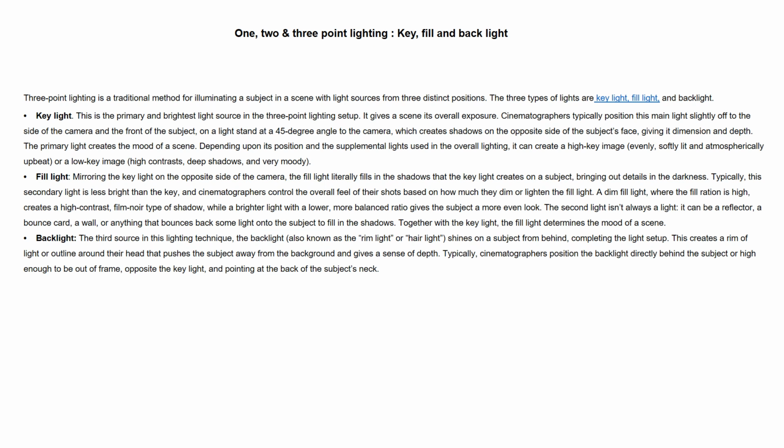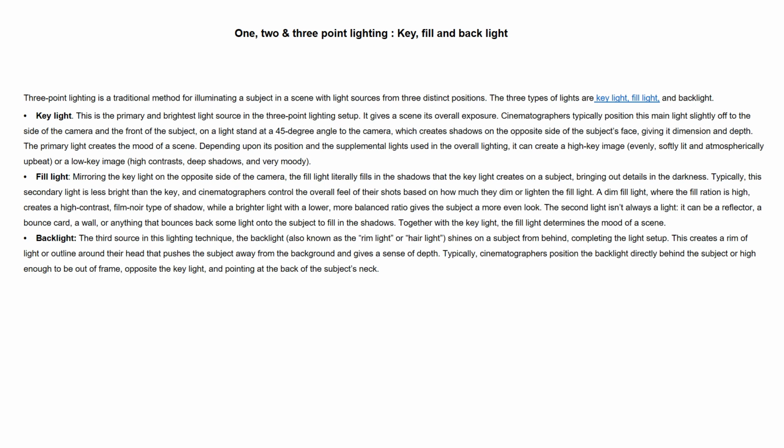Fill light. Mirroring the key light on the opposite side of the camera, the fill light literally fills in the shadows that the key light creates on a subject, bringing out details in the darkness. Typically, this secondary light is less bright than the key, and the cinematographers control the overall feel of their shots based on how much they dim or lighten the fill light.